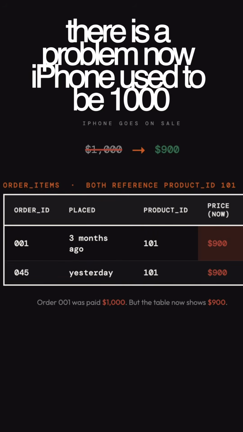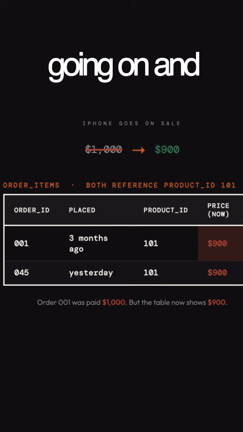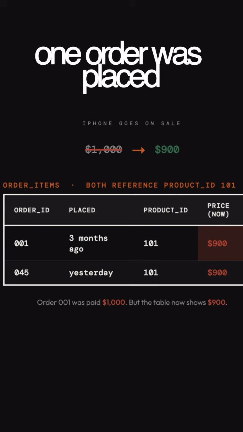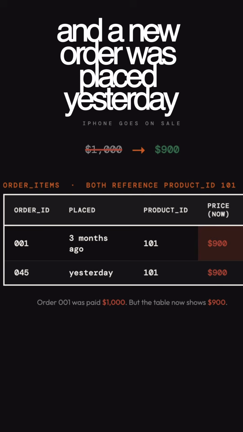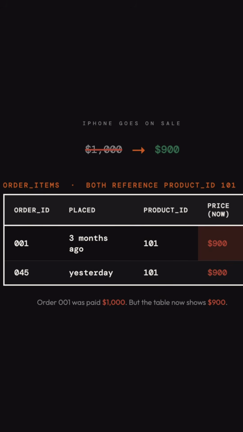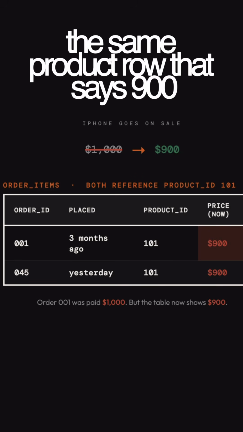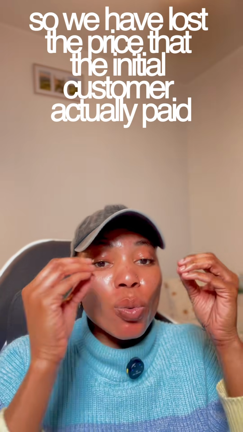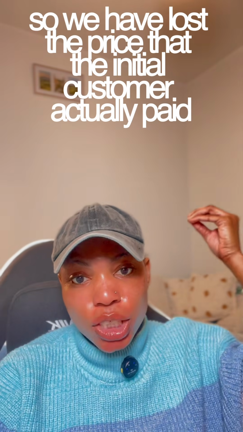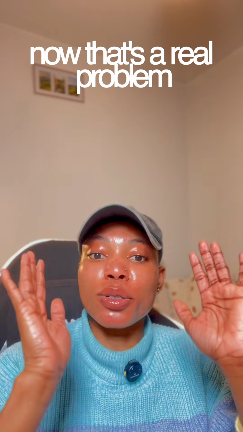iPhone used to be 1,000, but now there are sales going on and iPhone is now 900. One order was placed 3 months ago when iPhone cost 1,000, and a new order was placed yesterday when iPhone now costs 900. Both of them are referencing the same product row that says 900 because the new price is now 900, right? So we have lost the price that the initial customer actually paid. Now that's a real problem.